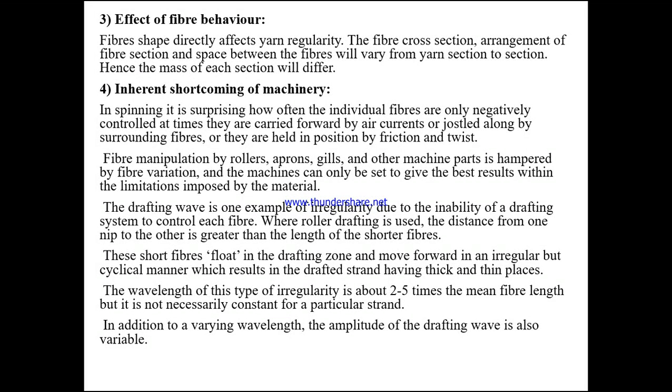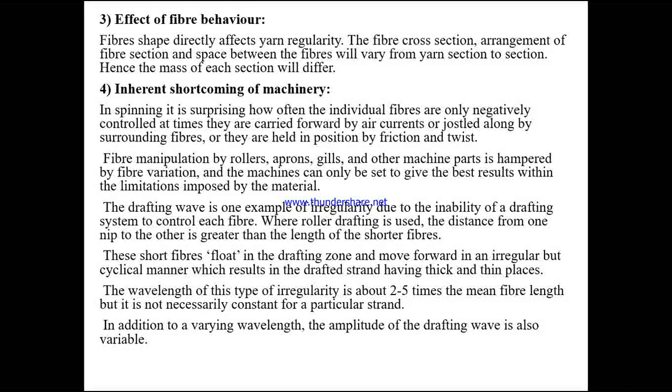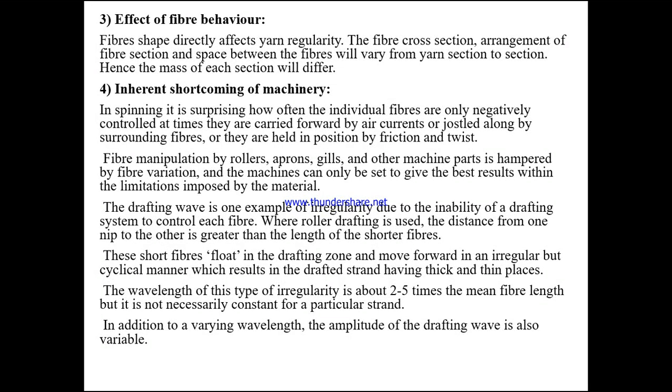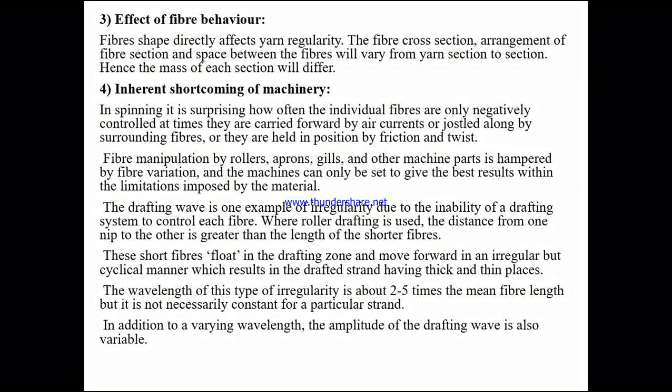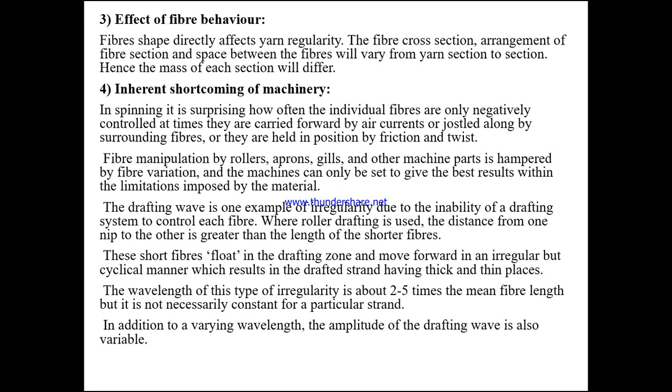Now third point, effect of fiber behavior. Fiber shape directly affects yarn irregularity. The shape of the fiber cross section, the arrangement of the fibers in the section and the space between the fibers will vary from yarn section to section. Hence, the mass of each section will differ. So fiber cross-sectional shape is also not uniform, and the organization of fibers of different cross-sectional shape is very difficult to predict, and due to that there will be variation.